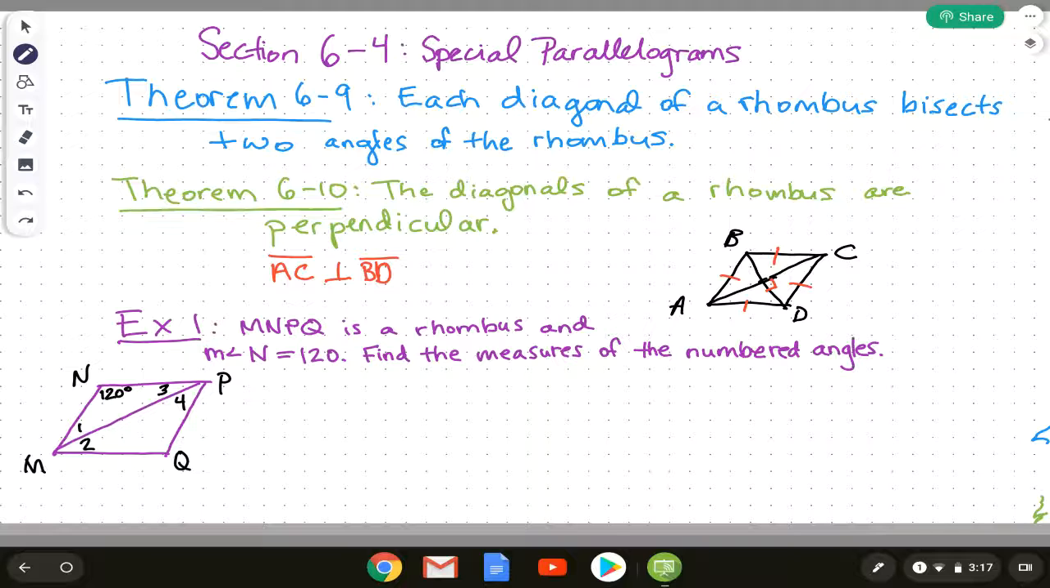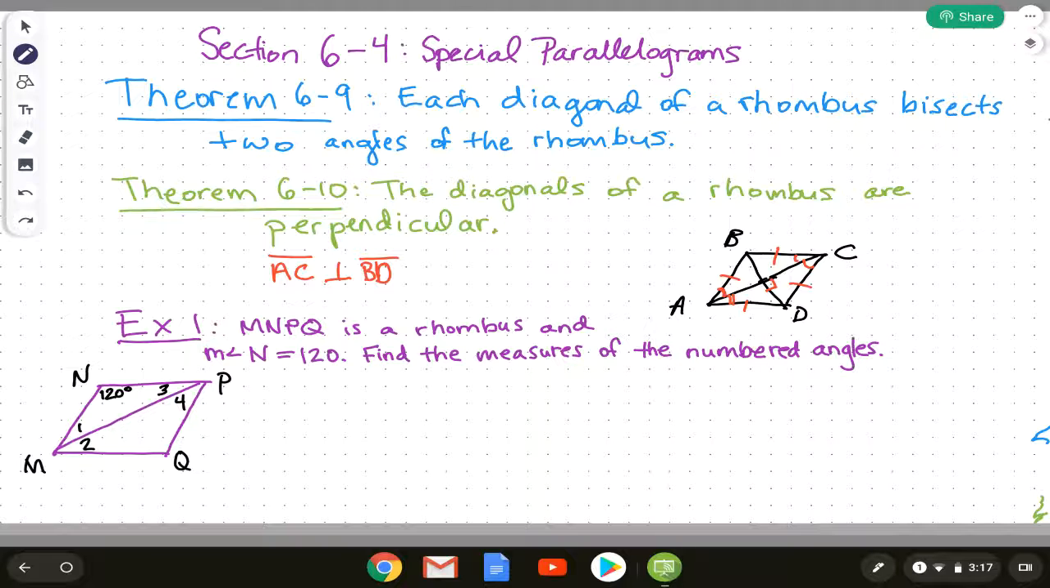So, regardless of which diagonal we're talking about, if it's a rhombus, which this one is marked as, when I draw a diagonal, it's going to bisect both angles that it intersects. And the other one would also. That's what theorem 6.9 tells us. And then theorem 6.10 tells us that the diagonals are perpendicular to each other. So we can use this information to sometimes find measures of angles in different figures that we don't know.